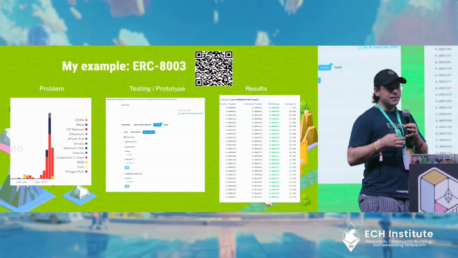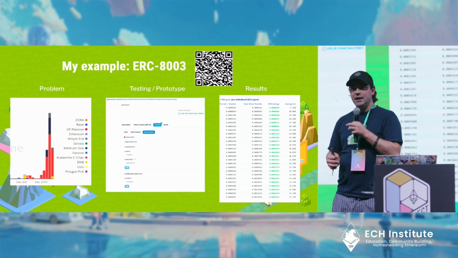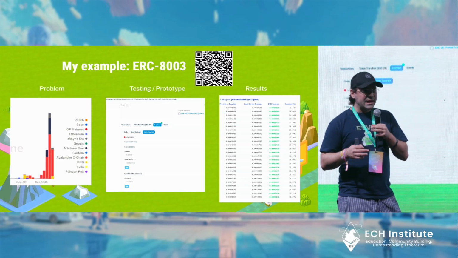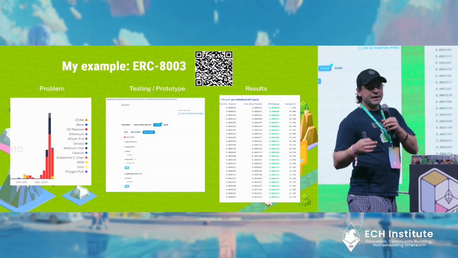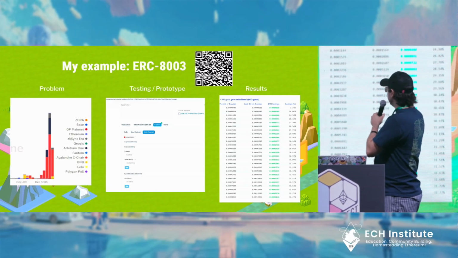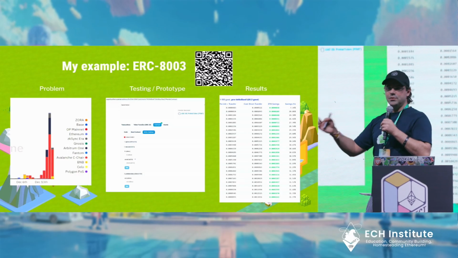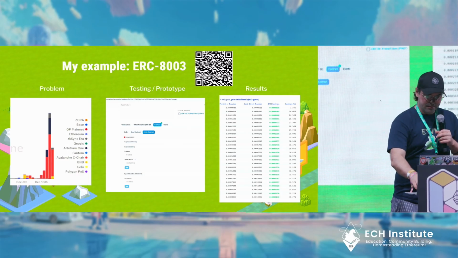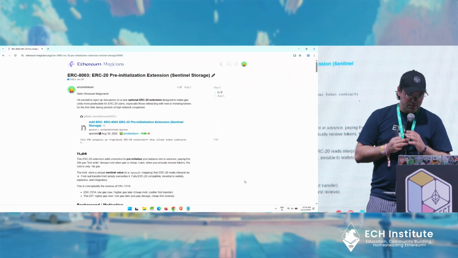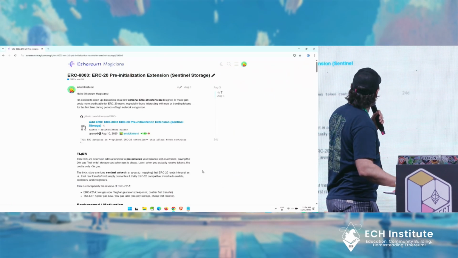So I had a problem. Then I created some contracts, deployed them, and started testing, and then I had metrics. Finally I got metrics of how much you save, depending on the gas price and the current gas price, when you pre-initialize. About this, I can show very easily how I did my proposal.